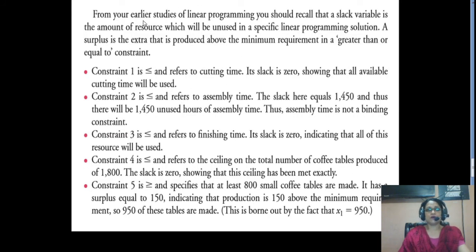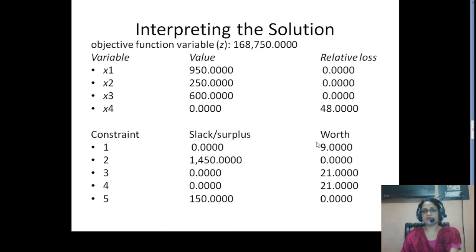Now, from our early studies of linear programming, if you recall, a slack variable is the amount of resource which will be unused in a specific linear programming solution, right? And I have also told you that slack is always there in case of a less than or equal to inequality, and surplus will be there in case of a greater than or equal to inequality, right? So constraint 1, less than or equal to, refers to the cutting time. Its slack is 0, showing that all available cutting time is used. See, this is giving you here, this is slack or surplus.